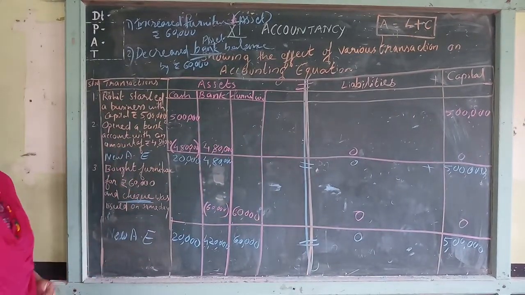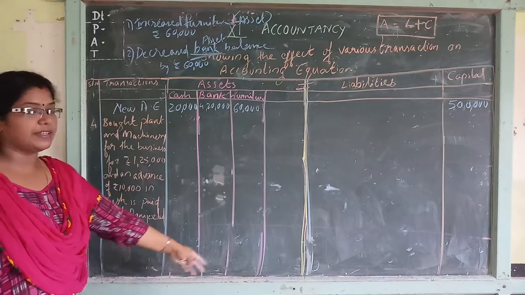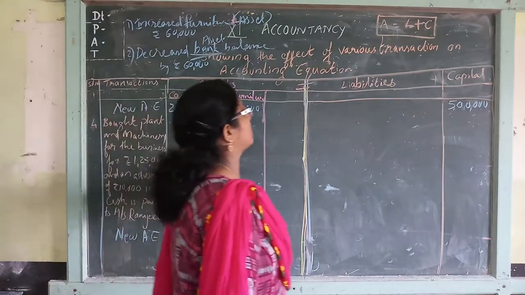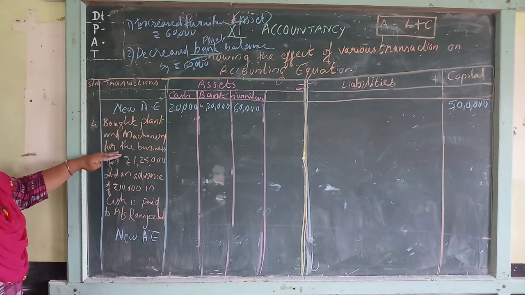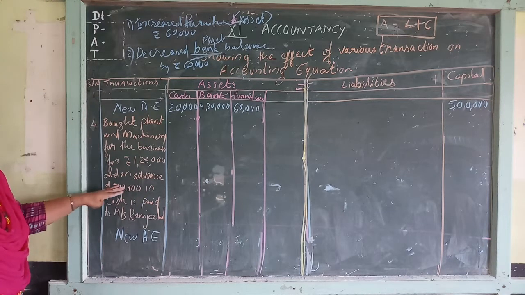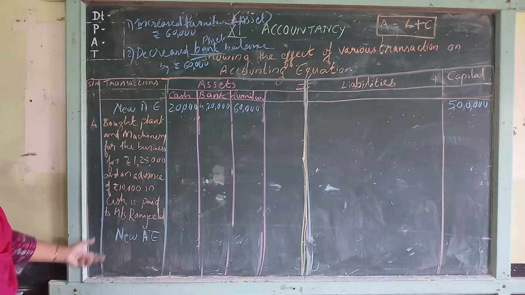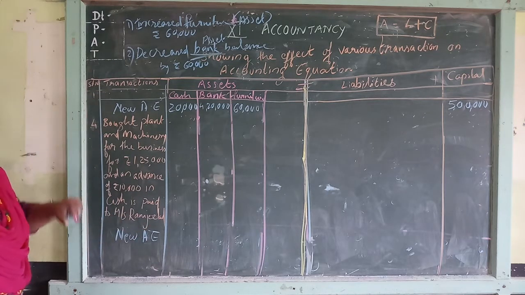Okay. So next, the remaining transactions will come. So how it is coming, we can check. Here next one is the fourth transaction. Whatever we got there, I have written on the top: new account equation 20,000, 4,20,000, 60,000 furniture, capital value. Now the fourth one is: bought plant and machinery for the business for rupees 1,25,000 and an advance of rupees 10,000 in cash is paid to Messrs. Ramchandani. That is the name of the business organization, Messrs. Ramchandani. So actually what is the transaction?